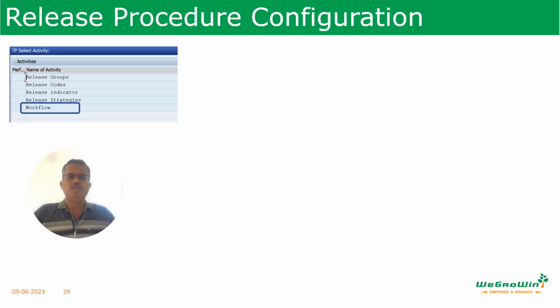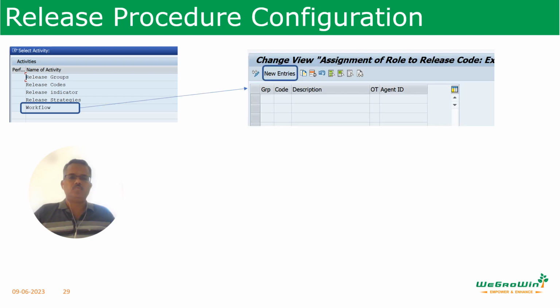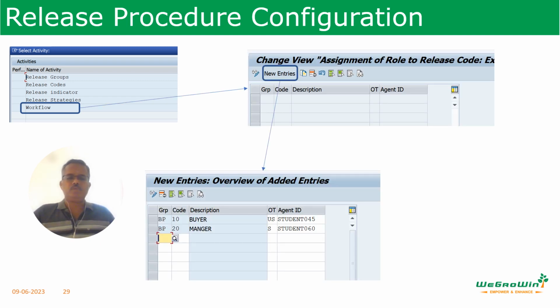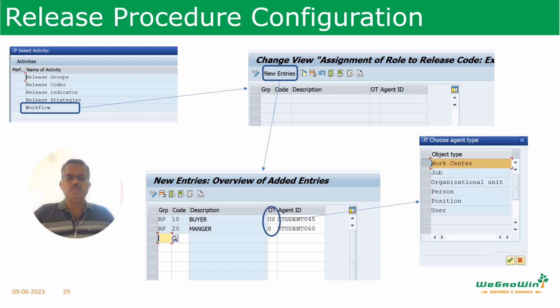And finally, we need to define the workflow, right? We need to define where the workflow has to go. So now we click on this workflow and go to the new entries process. In the new entry process, we have to specify the release group, the appropriate codes and the user ID in this column.